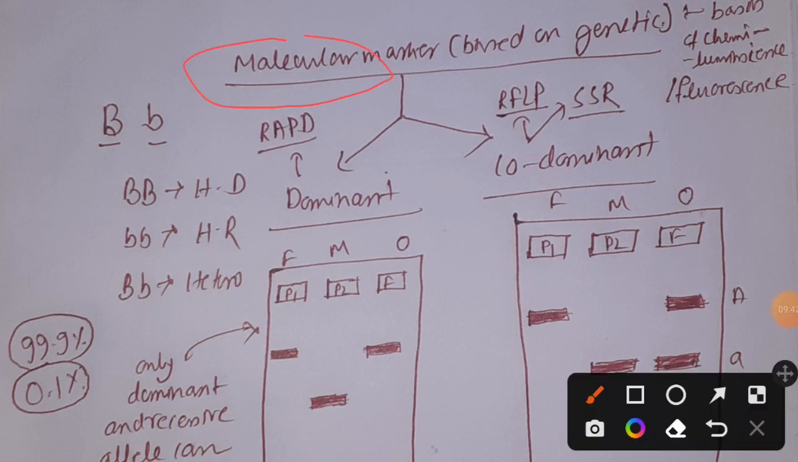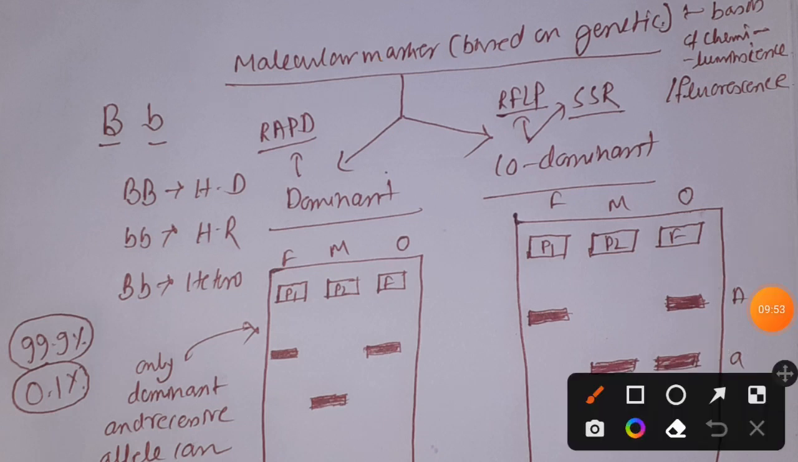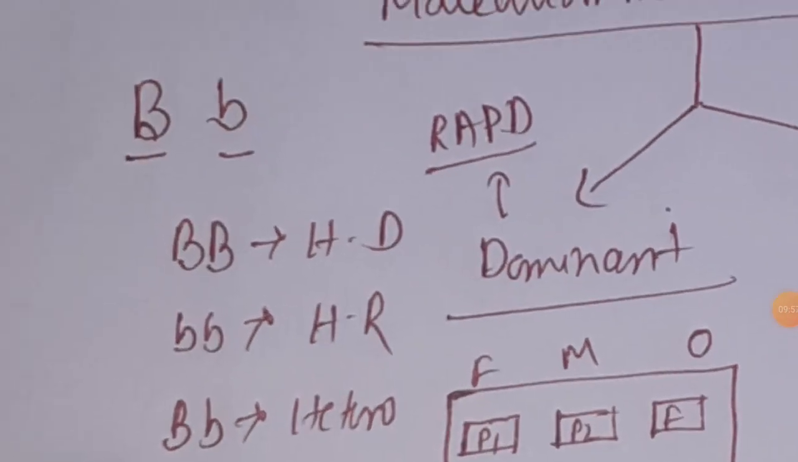Now there is an interesting thing that I want to discuss: molecular markers on the basis of genetics are divided into two types. One is the dominant marker, another one is the codominant marker. Before that, it is necessary to understand the basic principle of Mendelian genetics. In Mendelian genetics there are two things, dominant and recessive.